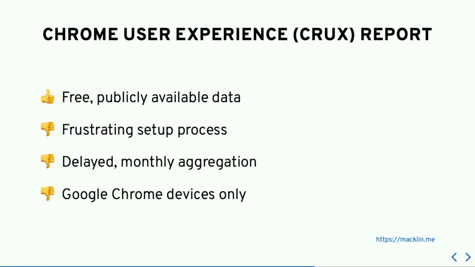The turnaround itself is maybe two months, because it gives you the month of January about halfway through February. So if you make a change and that change has a negative impact on performance, you won't know that for potentially 45 days. That's not ideal. And it also tracks only Google Chrome devices, so you don't get any information from Safari-based browsers or anything like that.